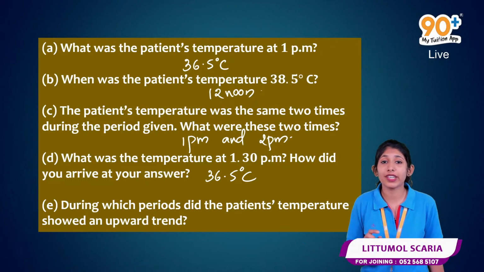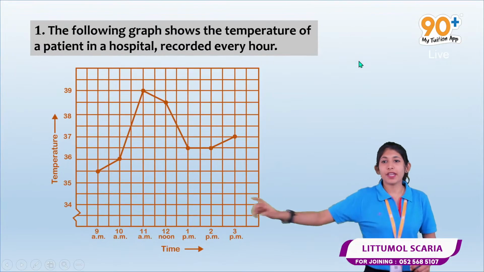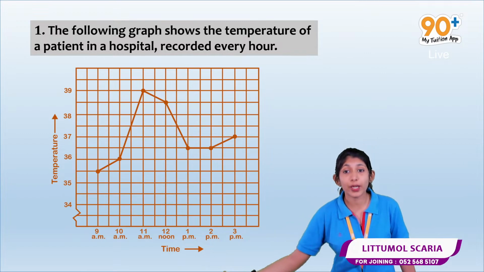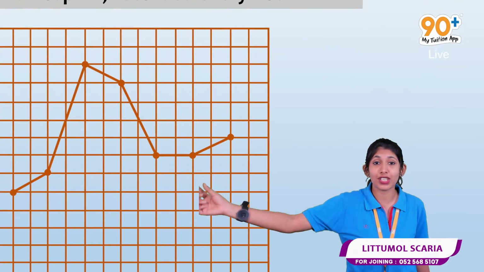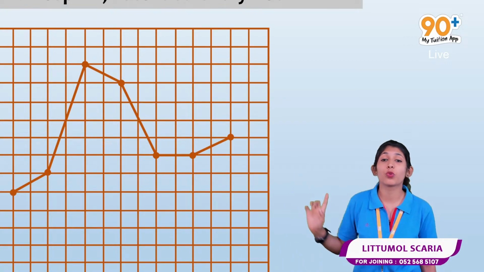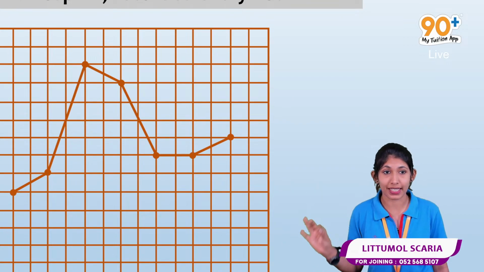This is my explanation. Write it in your exam paper. The patient's body temperature was 36.5 degrees Celsius at 1 p.m. and at 2 p.m. So from the graph, there is no change in the value. So we can arrive at the conclusion that the patient's body temperature was 36.5 degrees Celsius at 1:30 p.m. as well.